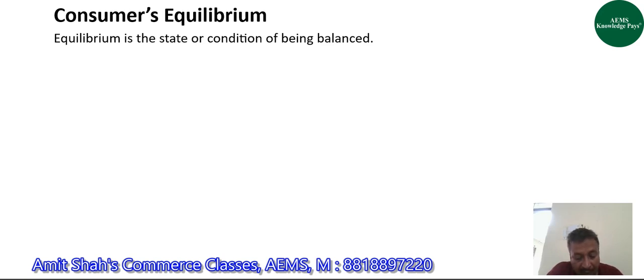Right. Now, apart from this, we also try to maximize the level of our satisfaction. So if we have two different commodities in front of us, we choose the one which is going to give us the maximum amount of satisfaction. And that actually is consumer's equilibrium.